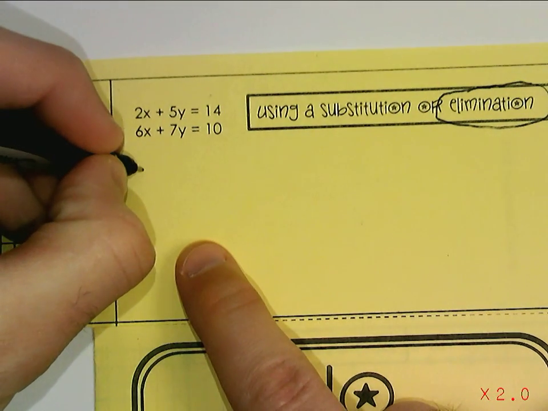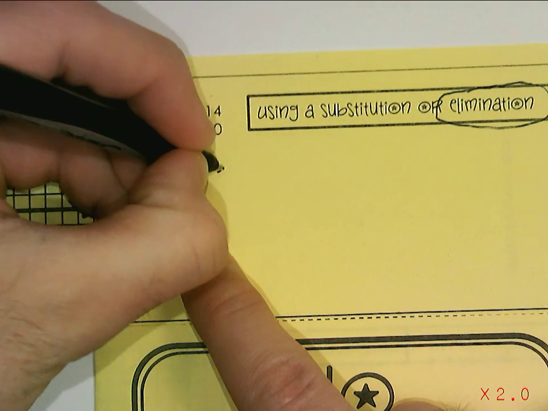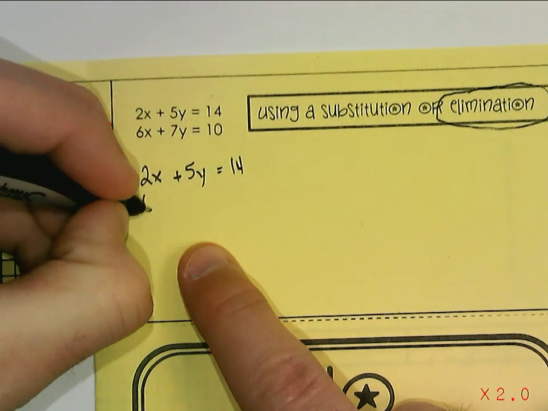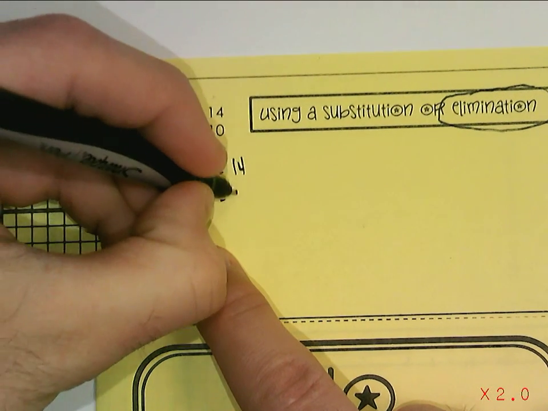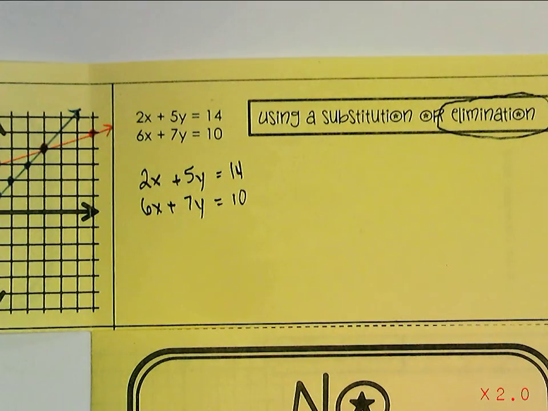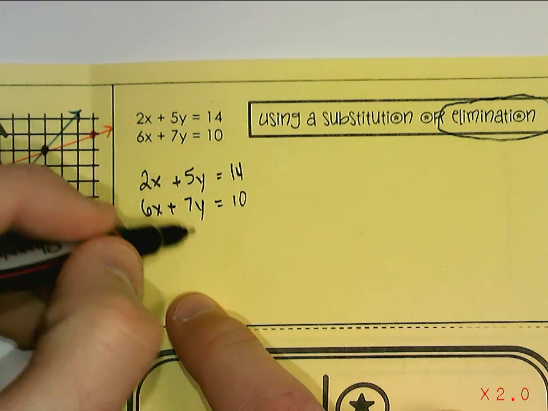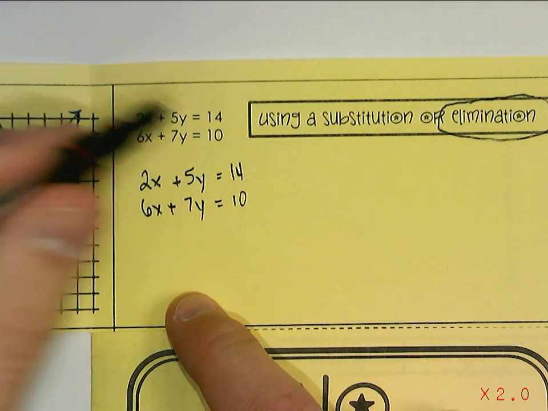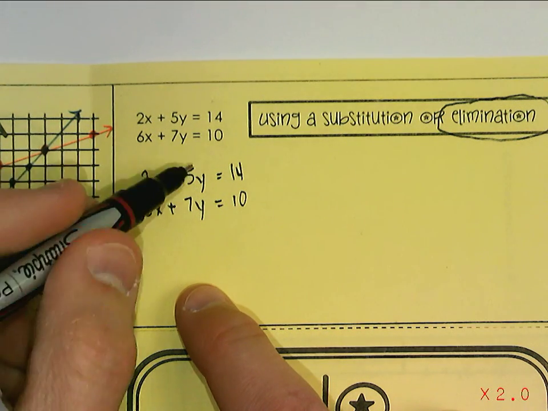So I'm going to rewrite my problem. 2x plus 5y equals 14, and 6x plus 7y equals 10. Now remember, with elimination we want to try and eliminate one of the variables. So we can go through the different things that we learned from last week. Can we add any of these things to cancel them? Well, no, they won't cancel out. Can we do subtraction right away? No, they won't cancel with that.